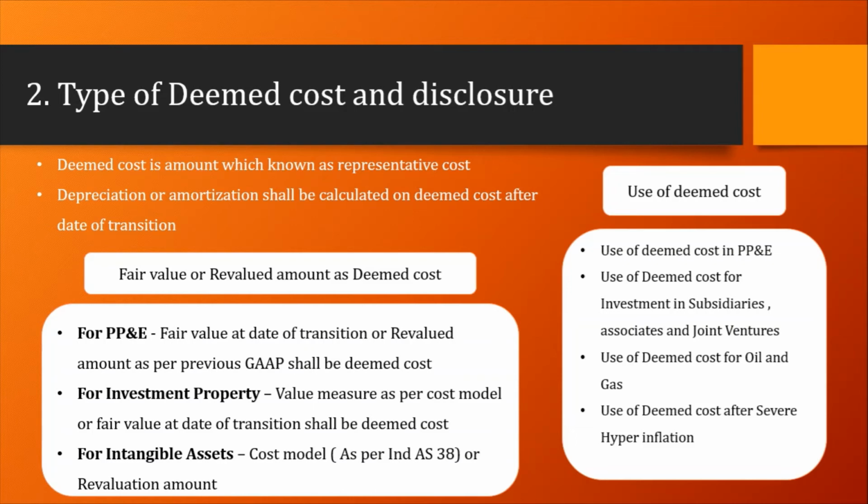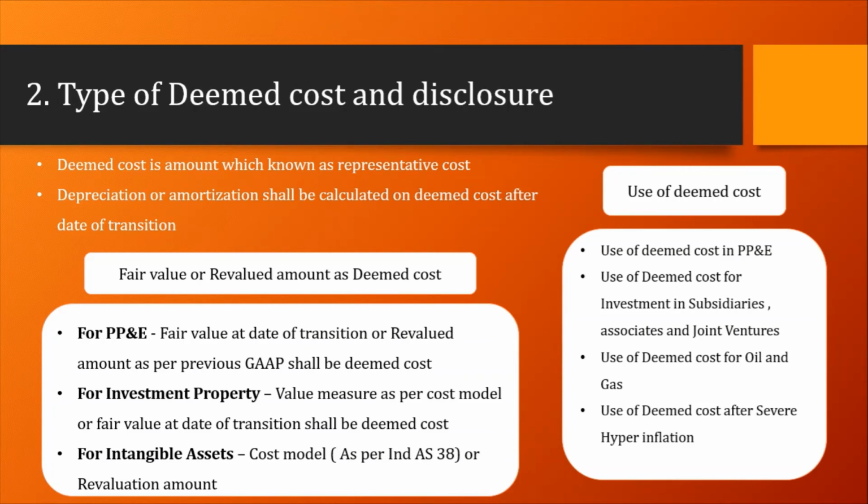Basically, these are the fair value at the date of transition, or maybe the carrying amount calculated as per the previous GAAP, in most cases. Now on the right hand side I have given the types. Basically there are 5 types: use of deemed cost in case of property, plant and equipment, use of deemed cost for the investment in subsidiary, associate and joint ventures, use of deemed cost in oil and gas industries, use of deemed cost for operations subject to rate regulation, then use of deemed cost after severe hyperinflation.